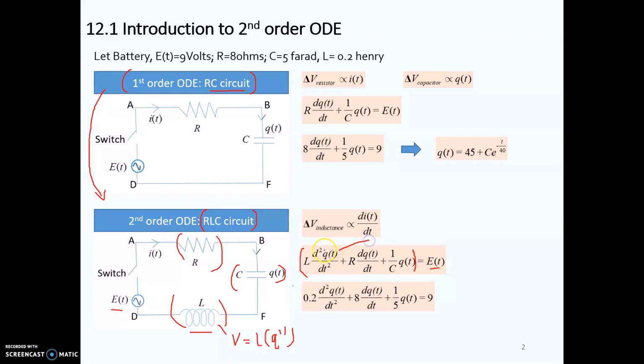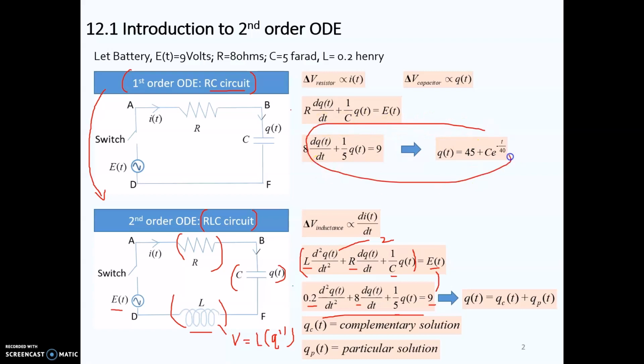The highest derivative order is 2 in this case, and the coefficients L, R, C are all constant. We have DC voltage in this case for the power supply, which is given as a constant. Therefore, we can say that this equation is a second order linear ODE. The strategy to solve the first order ODE previously cannot be used to solve the second order ODE here.